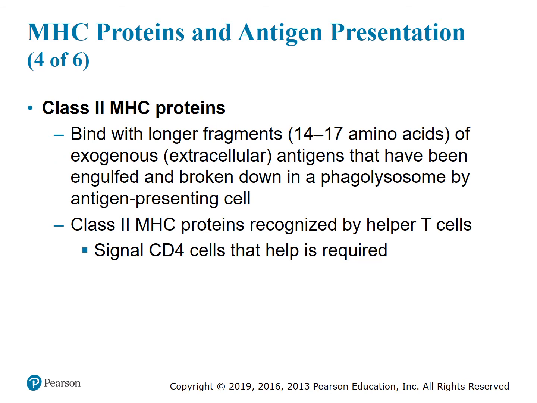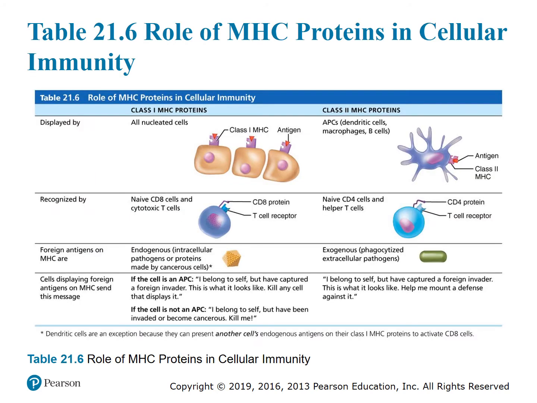And the class 2 MHC proteins bind with longer fragments, about 14 to 17 amino acids, of exogenous or extracellular antigens that have been engulfed and broken down in a phagolysosome by an antigen-presenting cell. The class 2 MHC proteins are recognized by helper T cells, and they signal the CD4 cells that help is required. Table 21.6, the role of MHC proteins in cellular immunity.